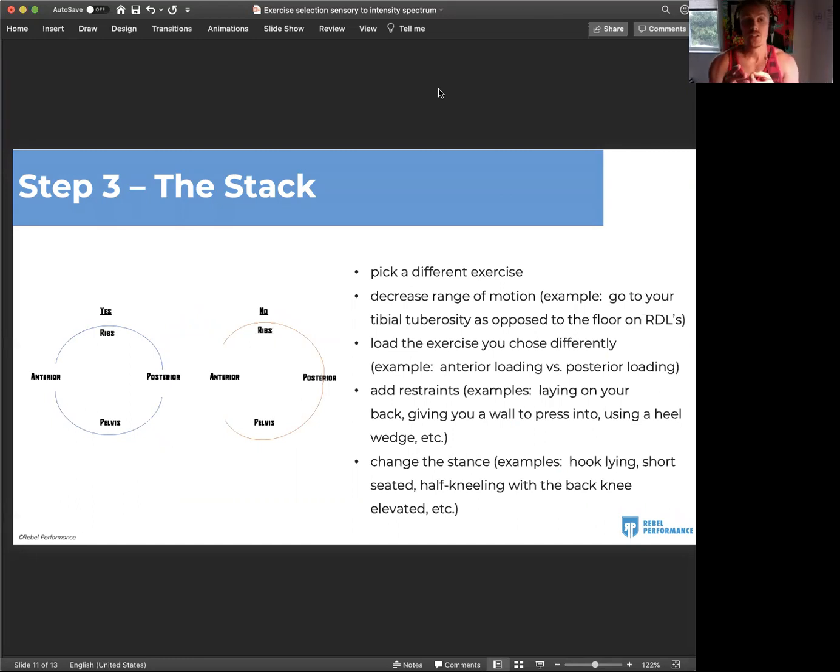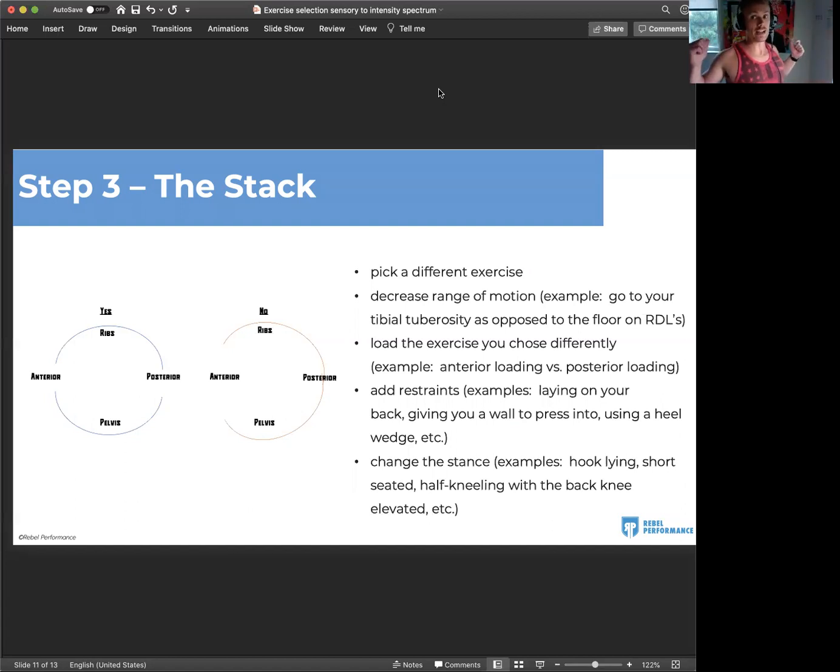So I either just need to coach and cue it differently, because maybe the athlete doesn't understand what I want. Maybe I just missed and need to pick a different exercise. Maybe I just decrease the range of motion of the exercise I have, right? Maybe I elevate the deadlift. Maybe I decrease the range of motion on an RDL. I could load the exercise differently, right? Like maybe giving someone weight on their back, right?